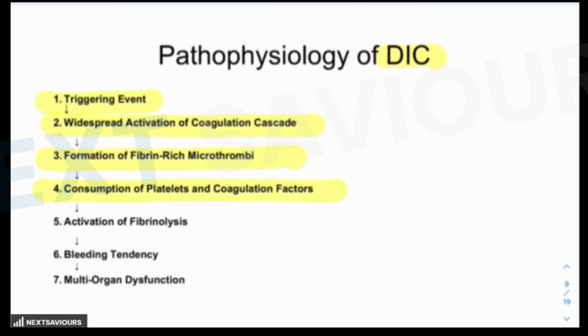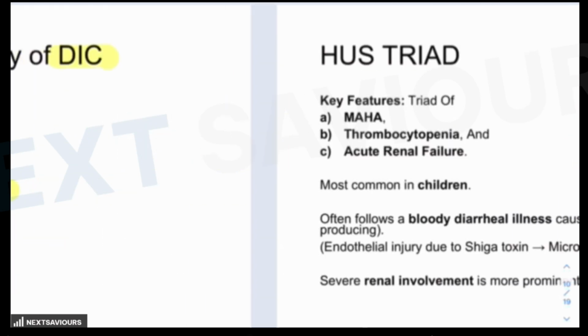It results in activation of the fibrinolysis. So plasmin activation leads to fibrin degradation, where there will be elevated D dimers, and it results in the bleeding tendency. So depletion of the platelet and the clotting factor along with fibrin degradation leads to spontaneous bleeding and ultimately the multi-organ dysfunction. It is due to ischemia from the microthrombi and the hemorrhage into the vital organs. So this process results in the consumption of the platelets as well as the coagulation factor, leading to a paradoxical state of both thrombosis as well as that of the bleeding.